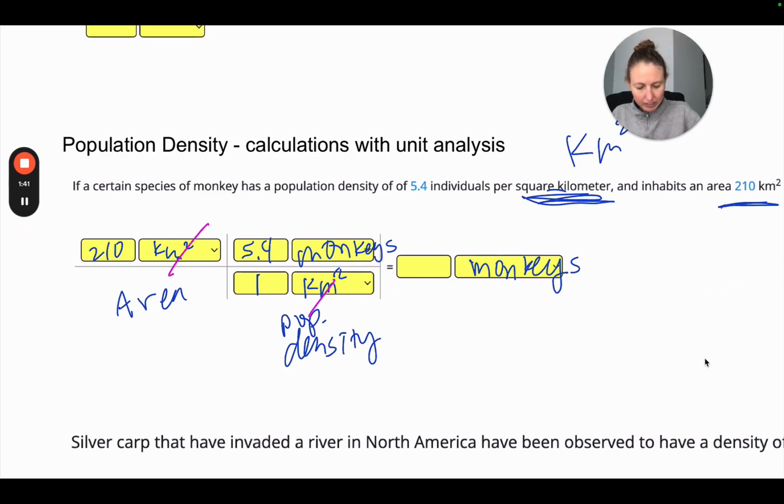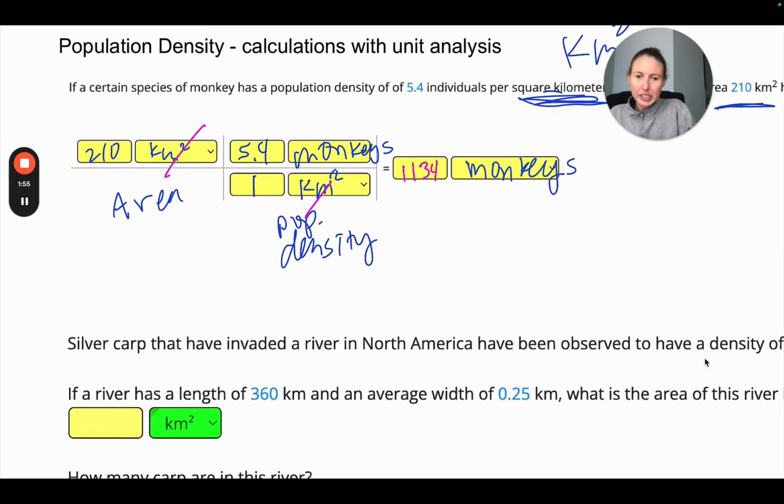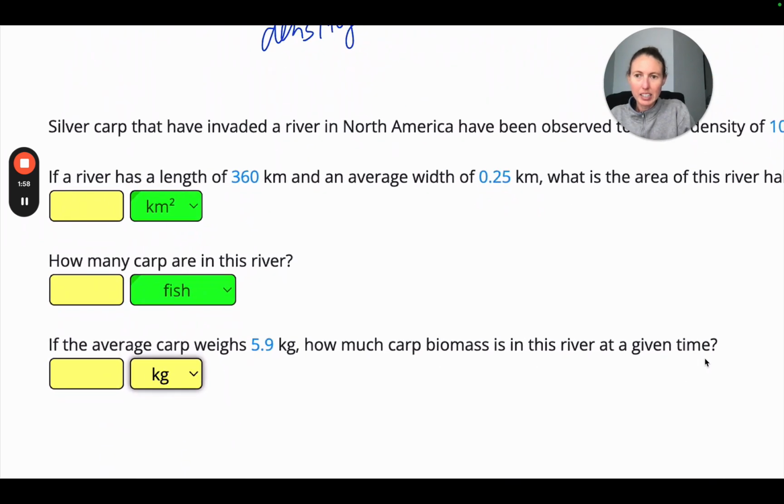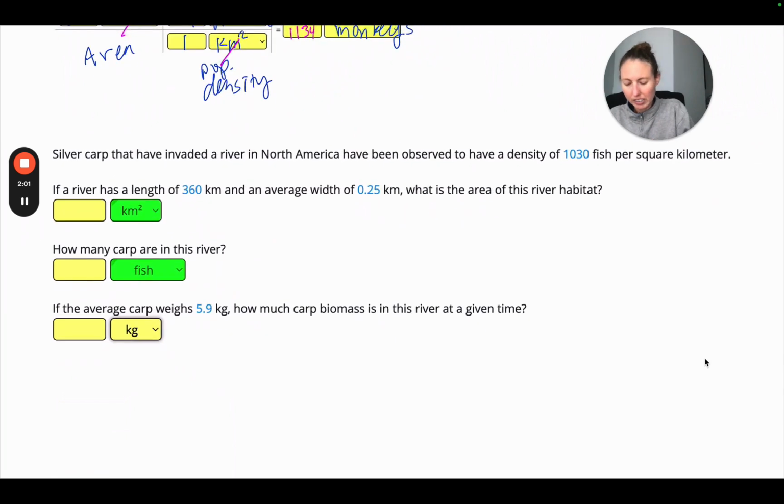210 times 5.4, which equals 1,134. Okay. So let's see how else we could use population density to solve some problems. This one does not have the scaffold for us, the little area set up, but you'll set it up a similar way. You have to kind of think about it.